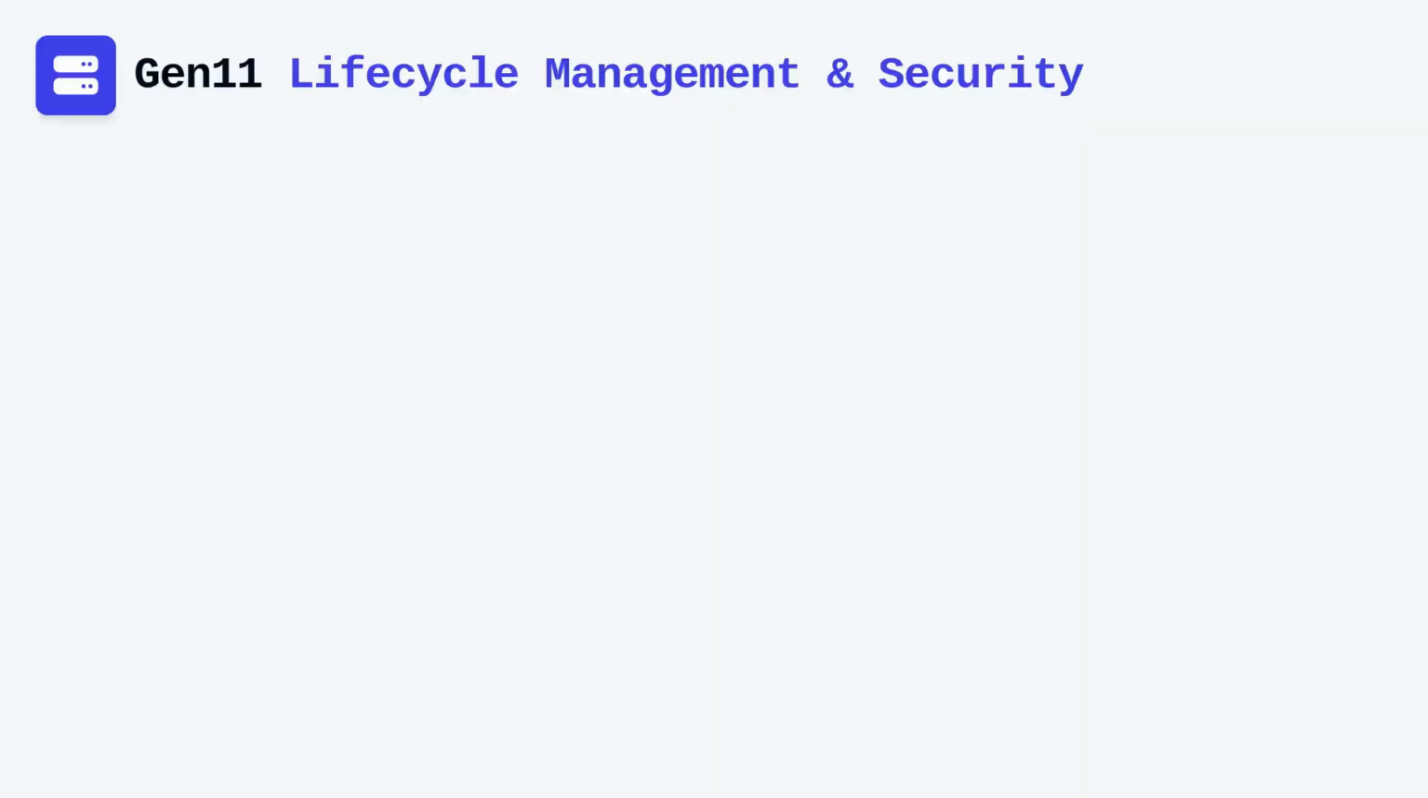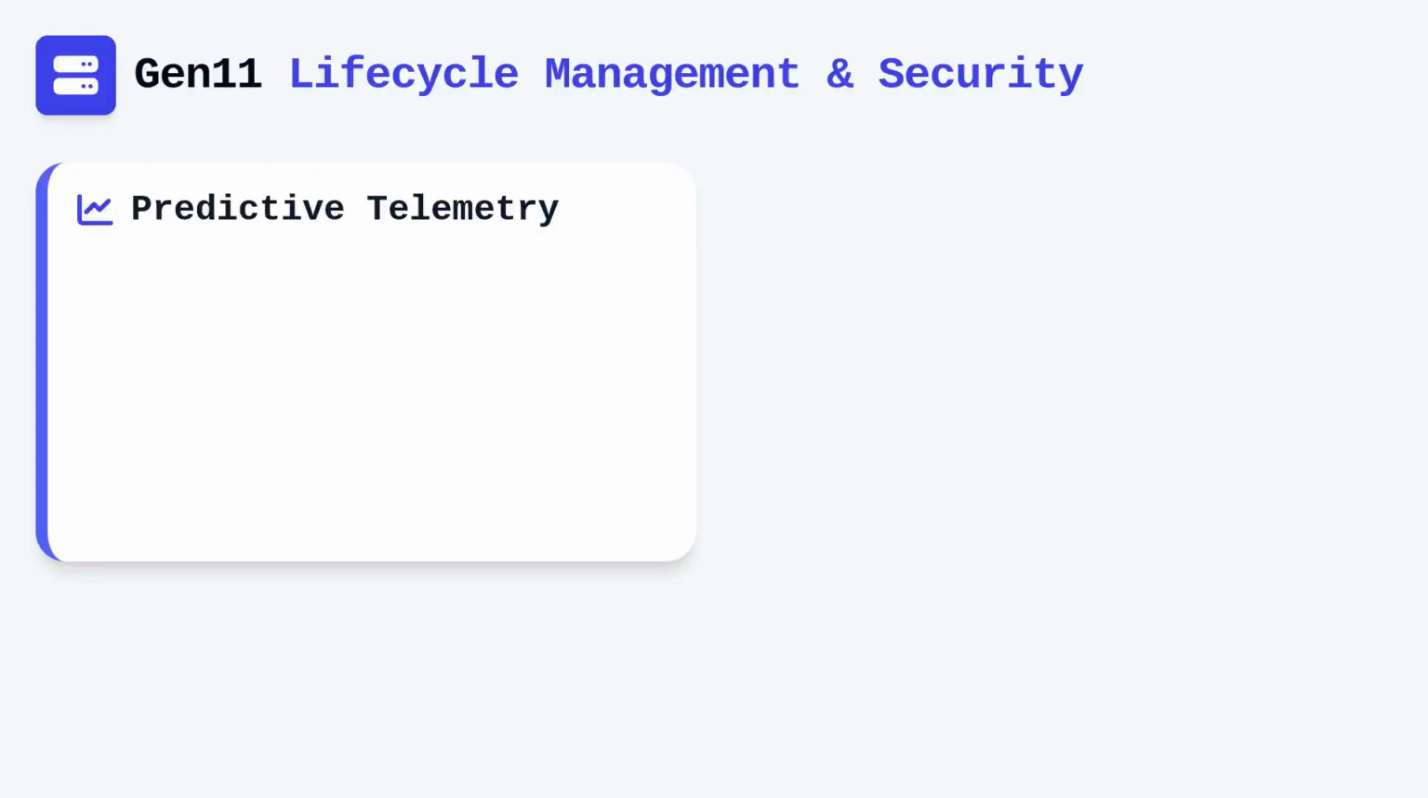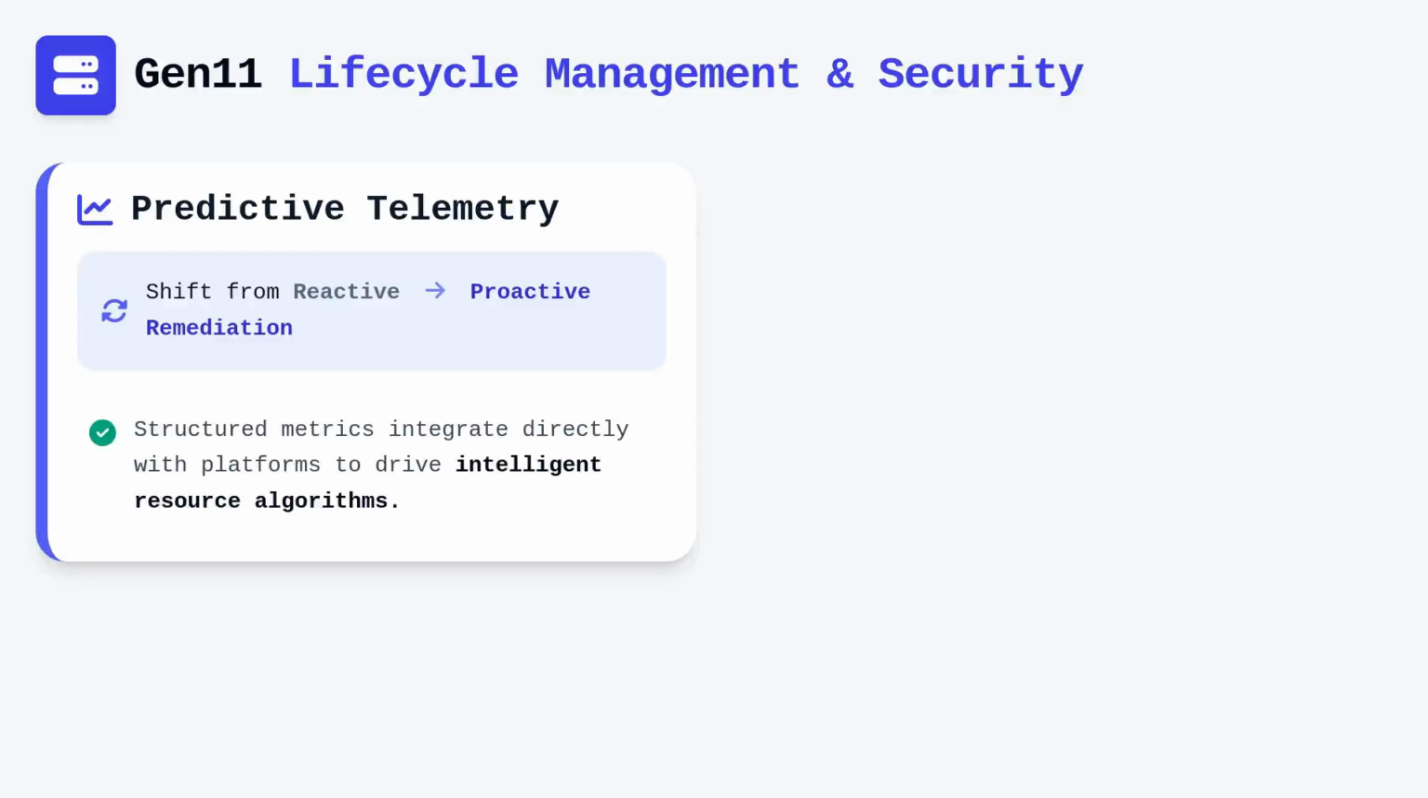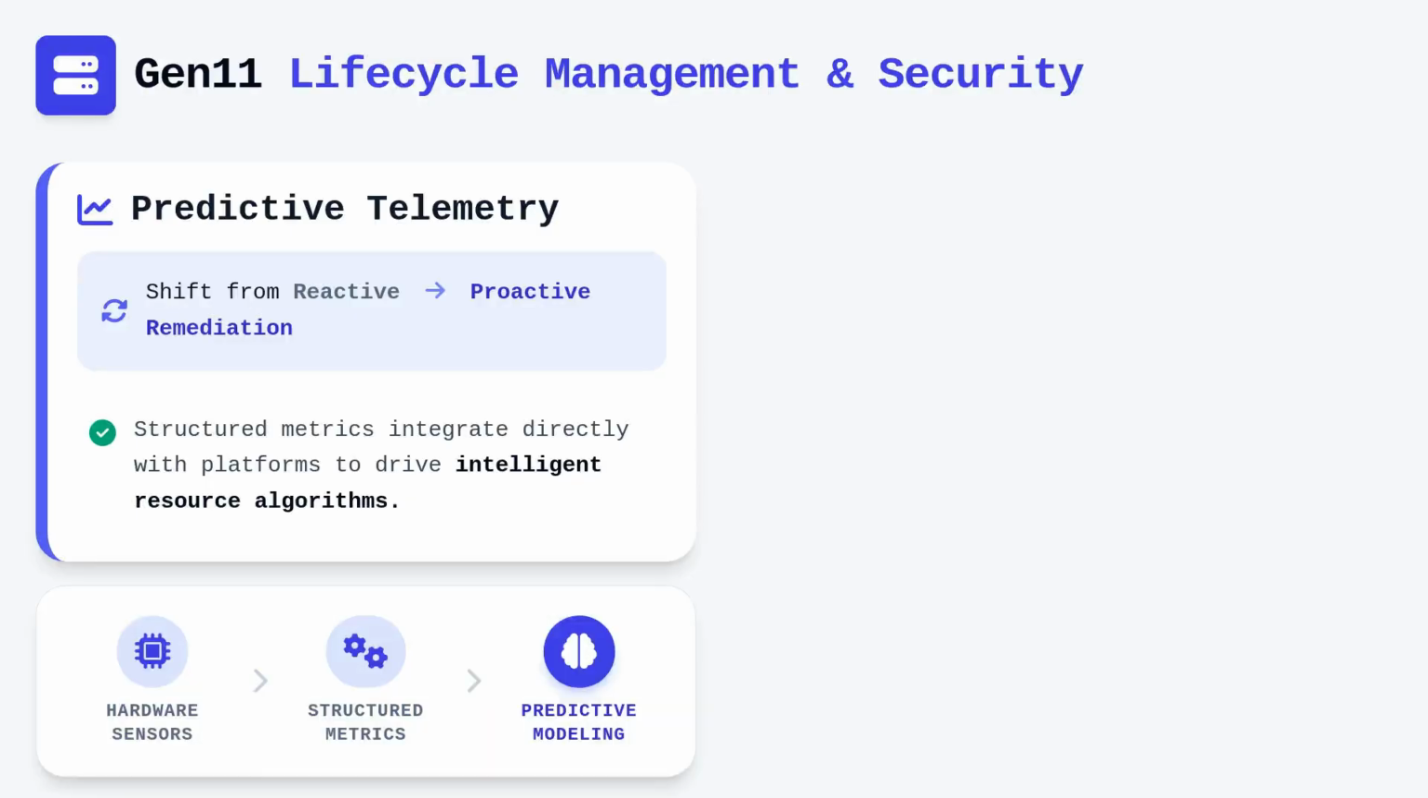Moving into the realm of lifecycle management, Gen 11 servers introduce enhanced telemetry capabilities that act as the primary interface for predictive failure modeling. Instead of reacting to hardware degradation, you are expected to leverage the underlying diagnostic data to engage in proactive remediation. This telemetry is not merely a collection of logs. It is a stream of structured metrics that integrate directly with management platforms to inform resource algorithms.